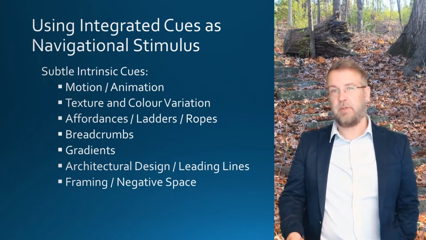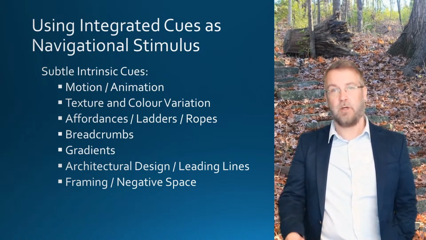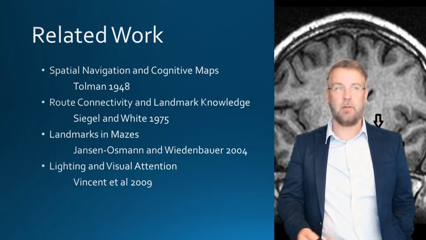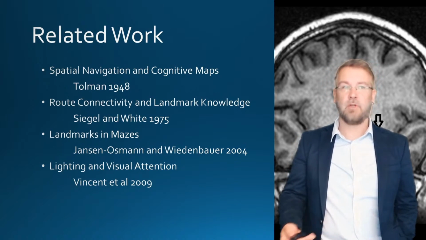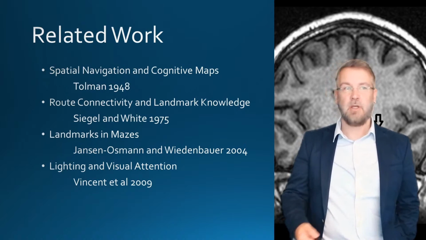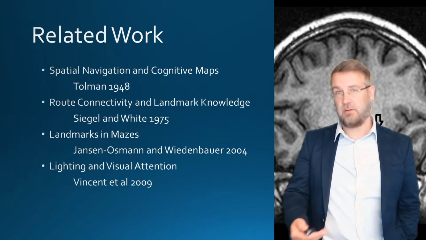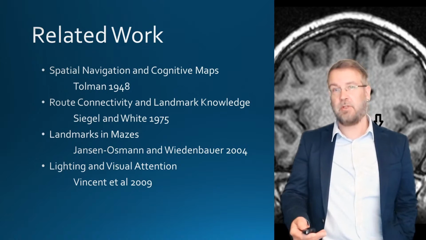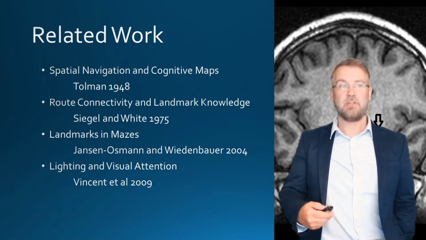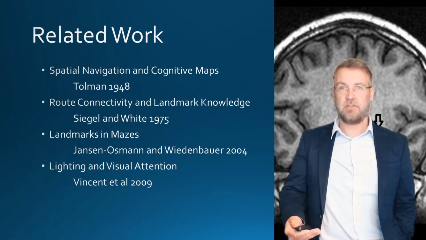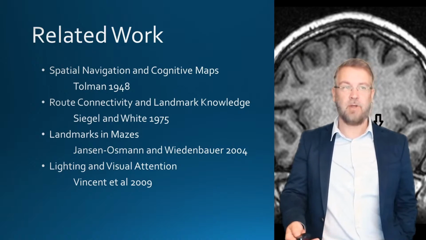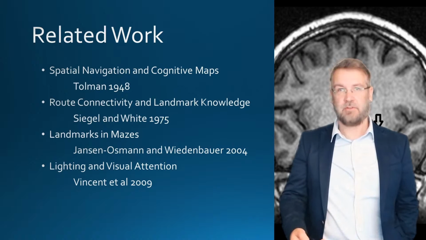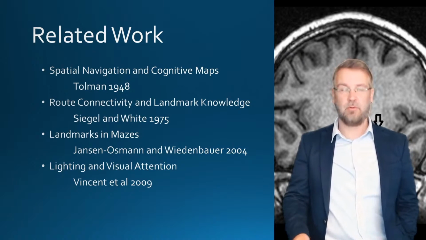Obviously, there's a tremendous amount of research that underpins what we are looking at in the literature, stemming from Tolman's early work on cognitive maps through Siegel and White's route connectivity and landmark knowledge research. Much of this research hasn't got a particular games-related bent, and doesn't really relate to virtual environments. But later research, such as the work by Vincent et al. in 2009, starts to look at how lighting influences the way in which people navigate through virtual worlds.